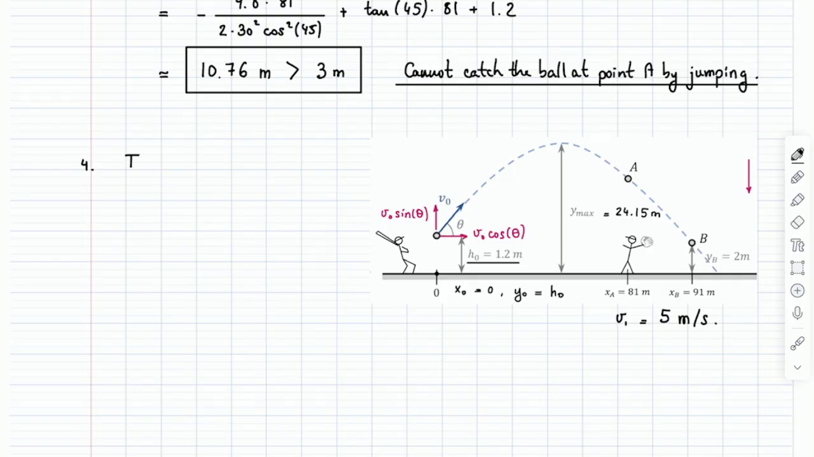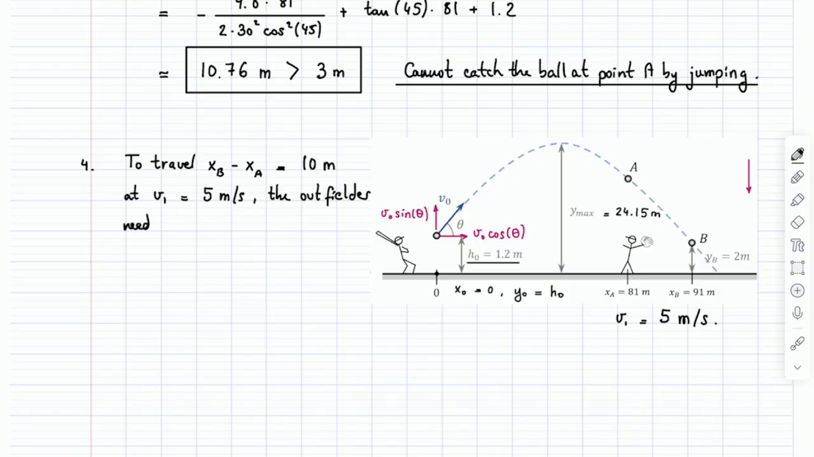Okay, so first things first, how long does it take him to go from here to here if he runs? Well, he's got to travel 10 meters at 5 meters per second. It should take him 2 seconds, right? So to travel XB minus XA equals 10 meters at V1 equals 5 meters per second, the outfielder needs to run for 2 seconds.